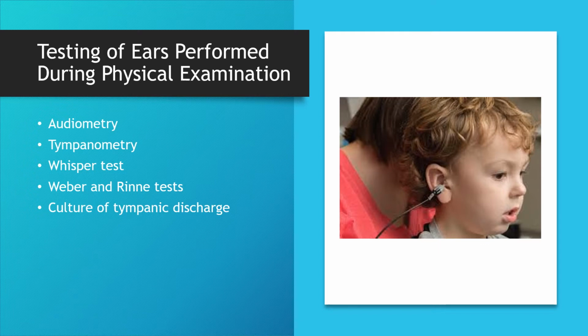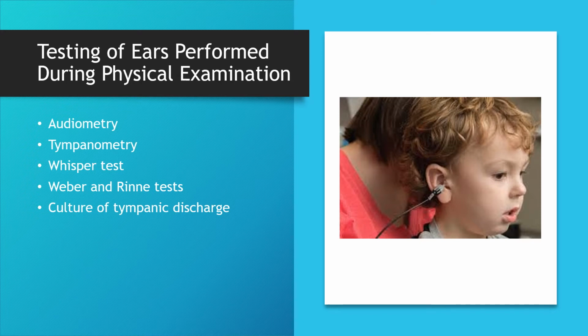Testing of ears that's performed during our physical examination can include audiometry, which we've already kind of talked about. It's that range and sensitivity of hearing. Tympanometry, we've also talked about, checks for that movement of that eardrum and determines the extent of any effusion in that middle ear. The whisper test is just as it sounds.